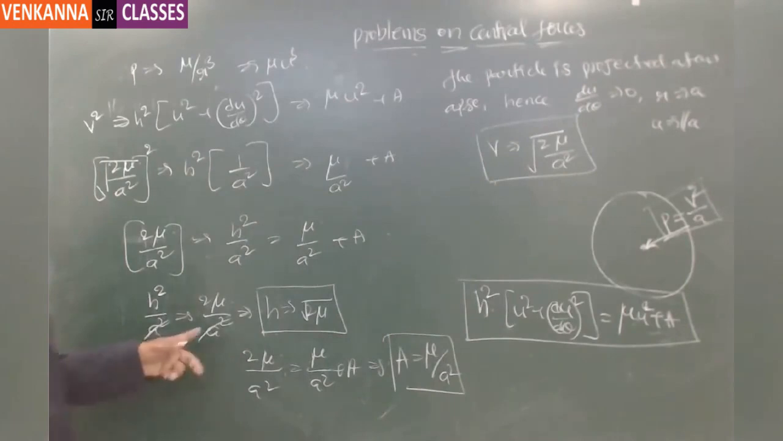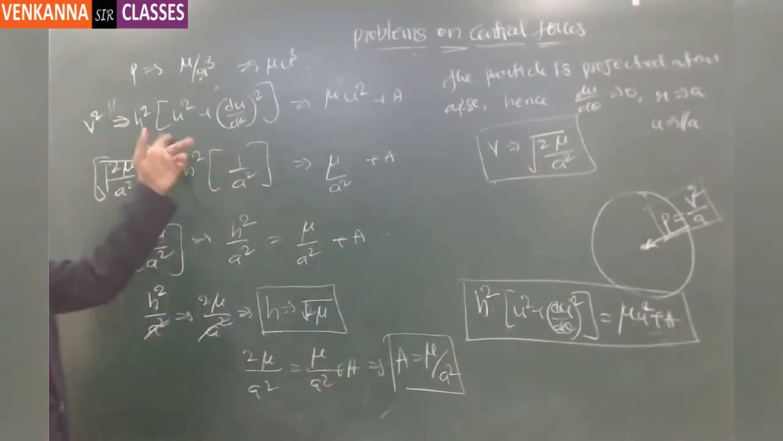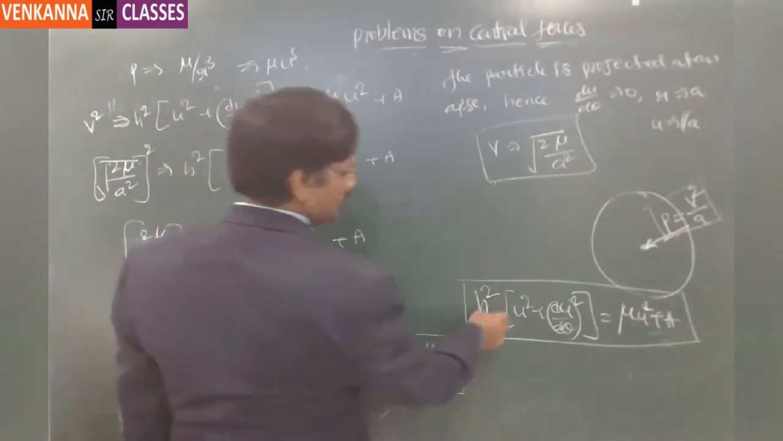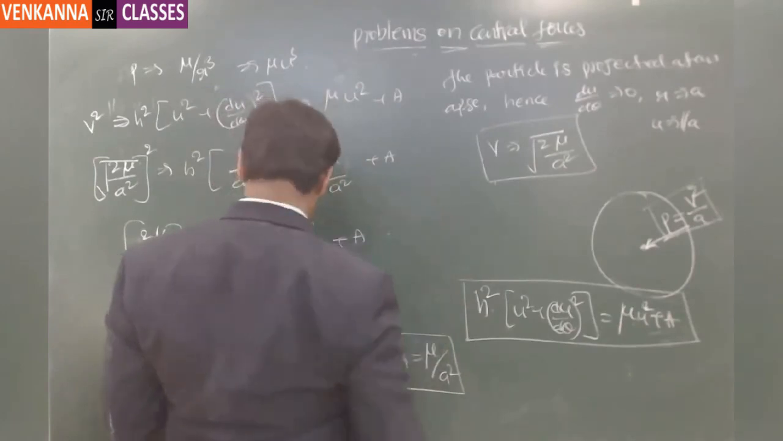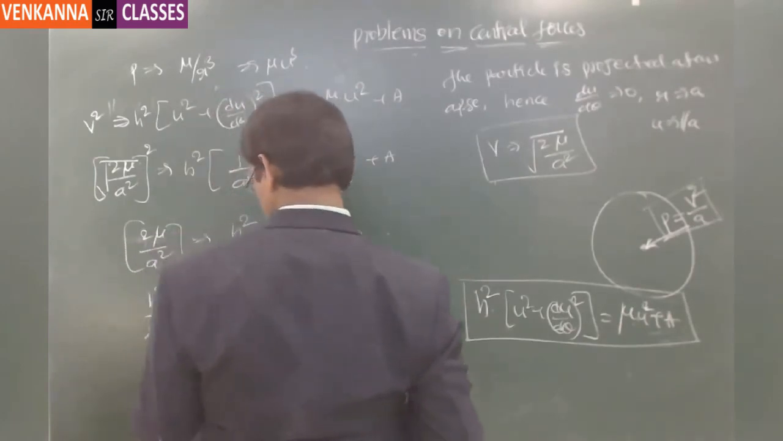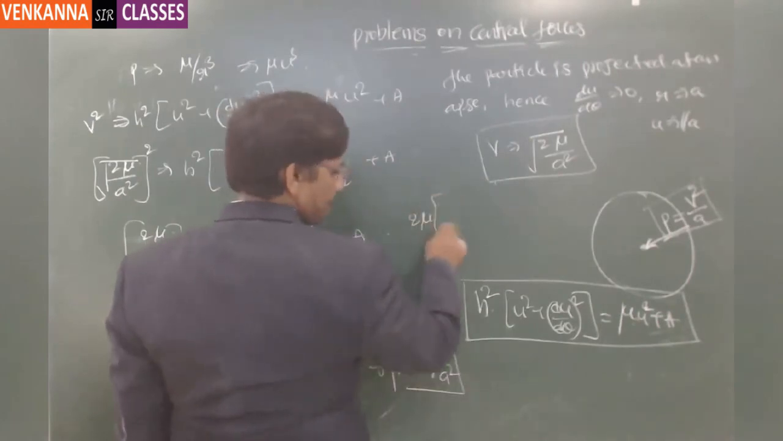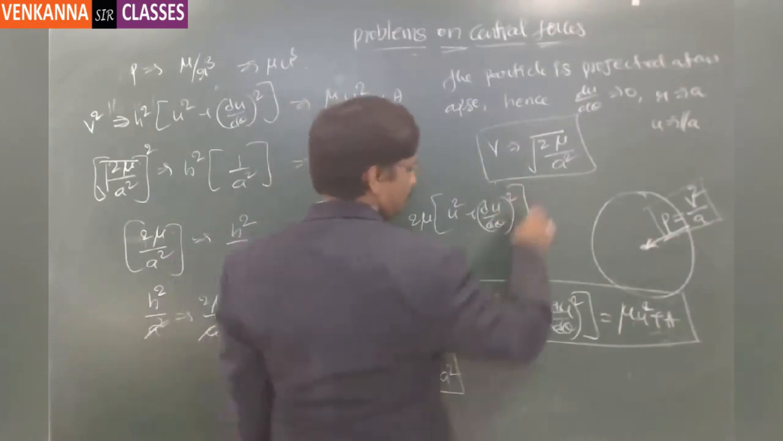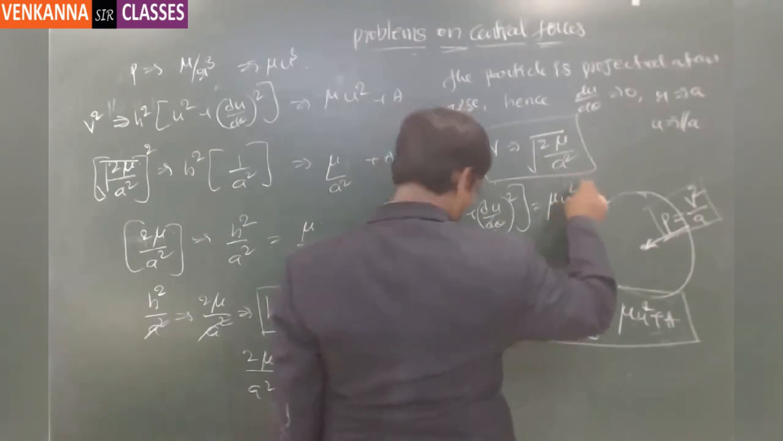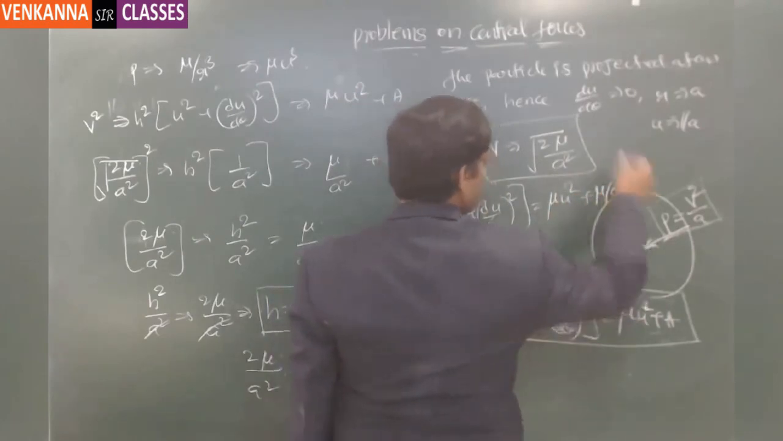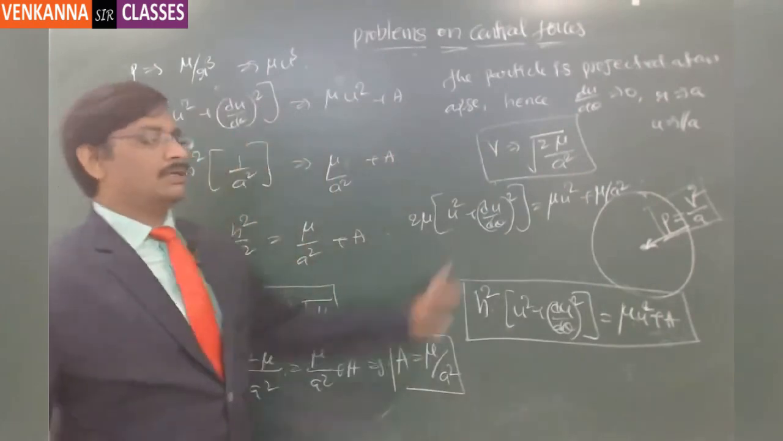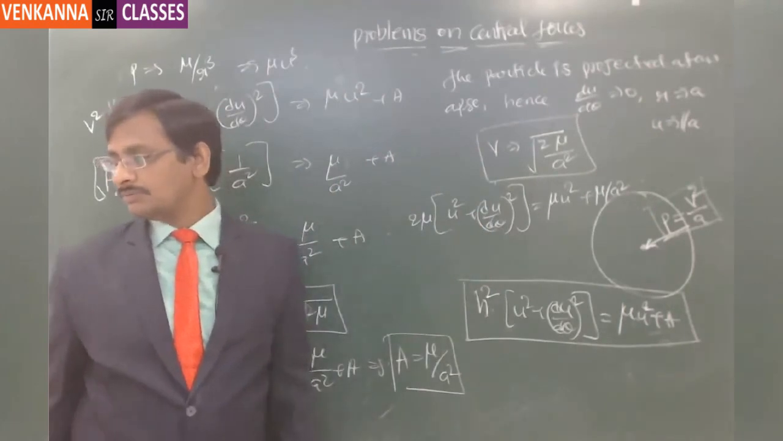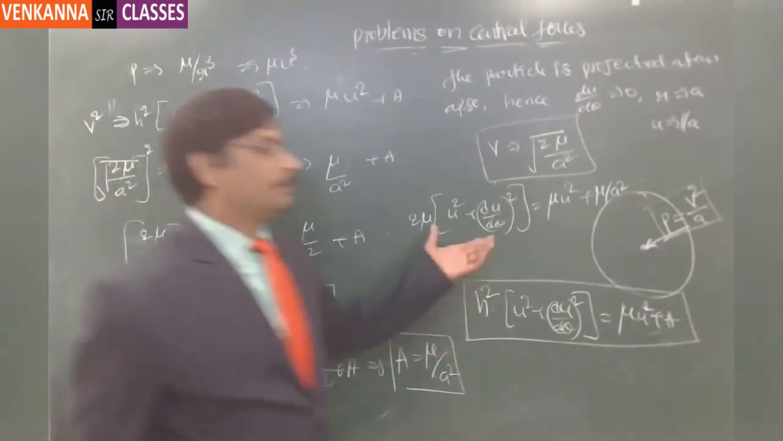Now if you put these values of h and a in the original equation, so h square is 2 mu, times u square plus du by d theta whole square is equal to mu u square plus mu by a square. So this is the equation of the path. But here again we landed up with the differential equation itself. Got it? Yeah. So we landed up again with the differential equation.